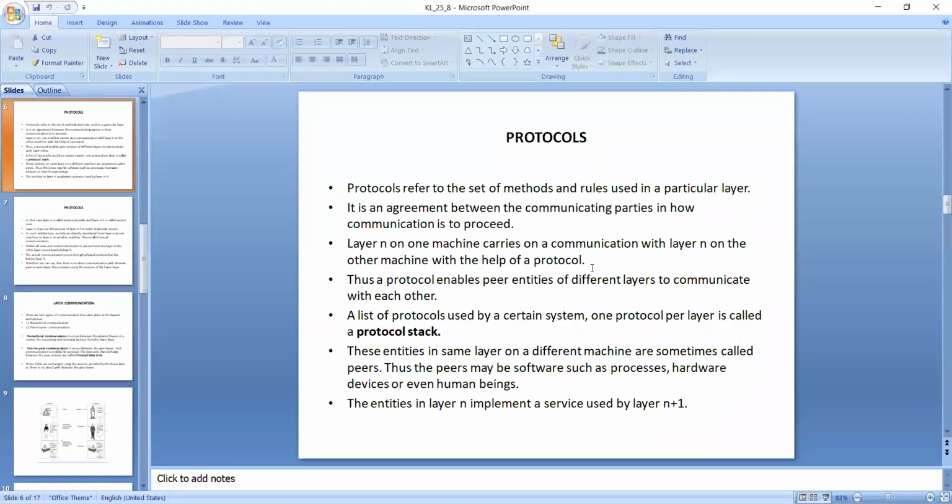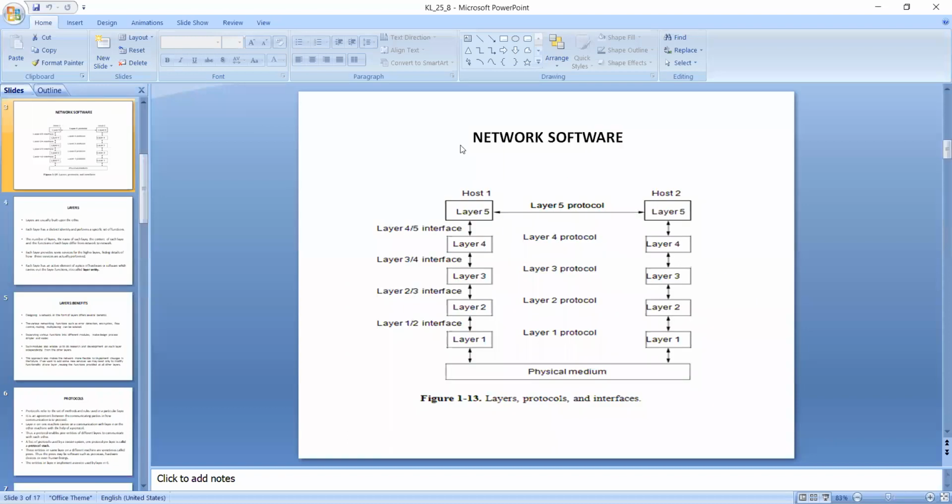Protocol always takes place between the same layers of different machines. If layer one in host one has to communicate with host two, it can communicate only with layer one. That is shown in the figure. Layer one communicates with layer one, that is layer one protocol. Layer two communicates with layer two, that is layer two protocol. Layer three communicates with layer three, and similarly layer four protocol and layer five protocol. So protocol means communicating with the same layers of different machines, following some rules. You can't communicate with another layer in the other machine.